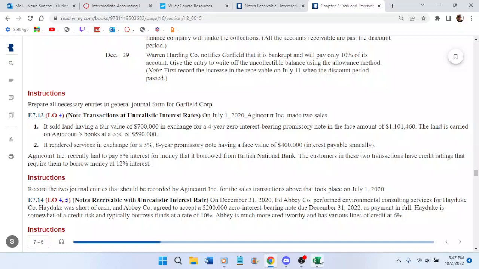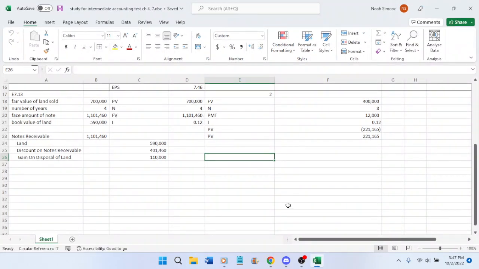Future value is the amount stated. Your number of years is number of years. Your payment is their 3% times this number. Interest rate is the realistic rate, apparently. So therefore, the present value is $221,165.